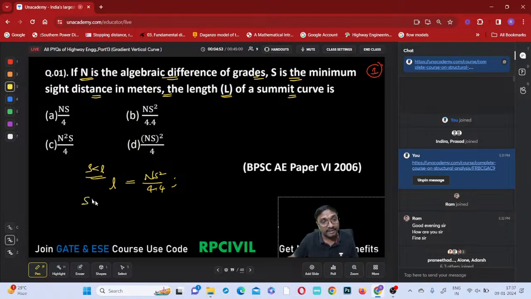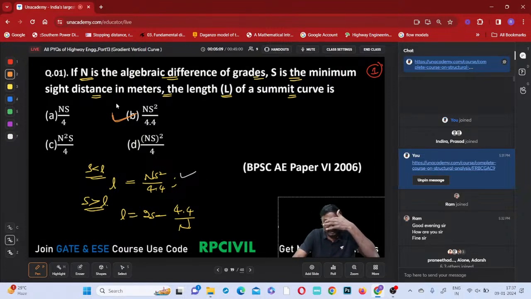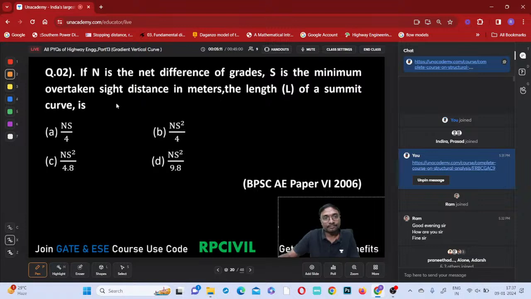And if S is greater than L, if sight distance is greater than the length of the curve, then L is 2S minus 4.4 divided by N. So here nothing is mentioned, which condition we have to consider? First condition we have to consider. Option B will be the answer. Shall I go on to the next question?